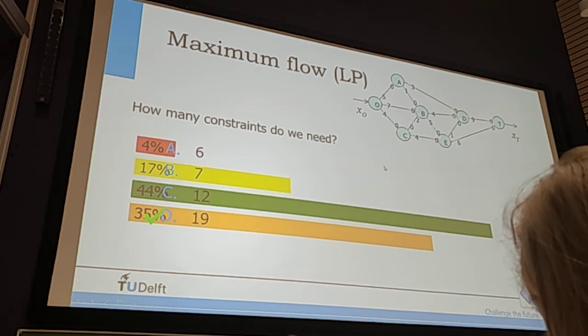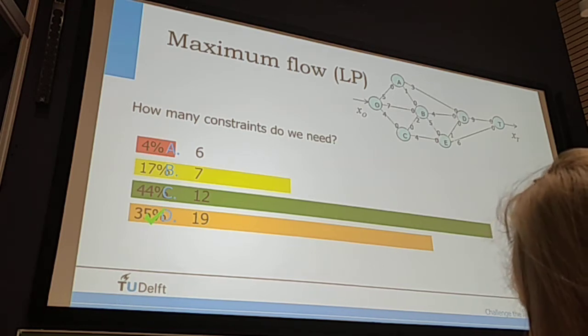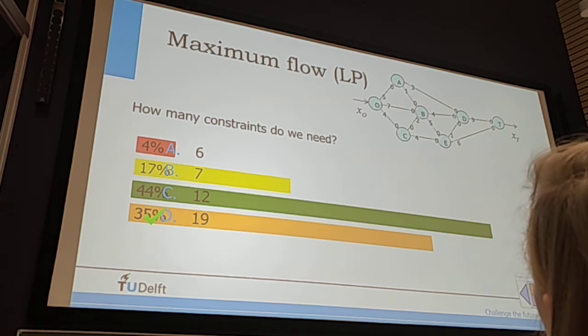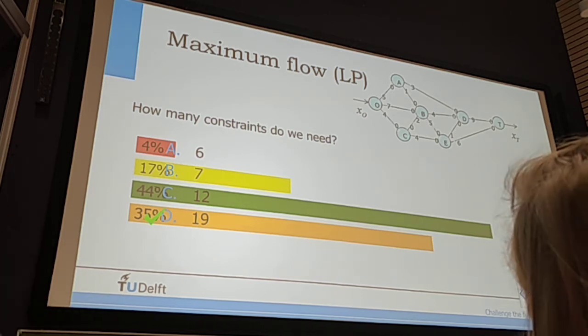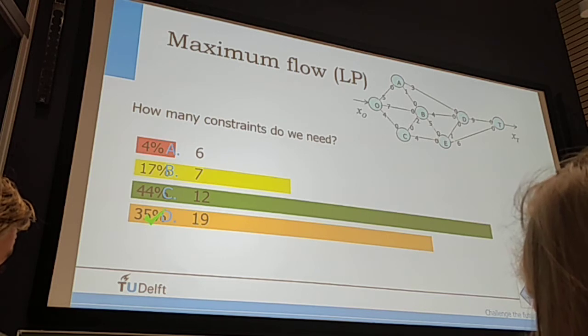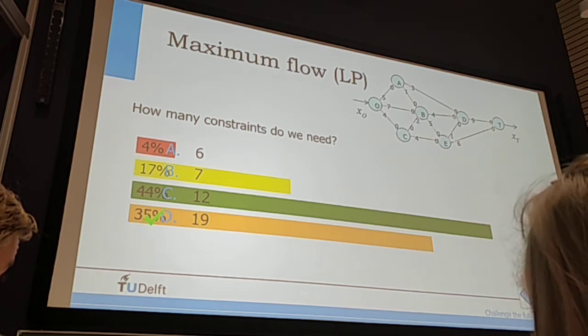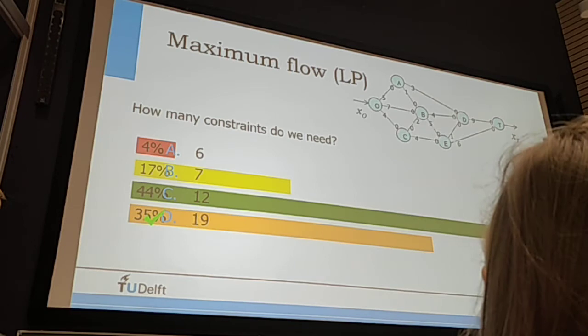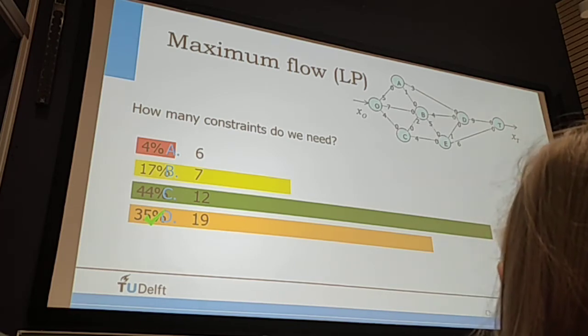Correct answer is 19. So, of course, in this case, next to the nodes, which have to have a net flow of 0, we also have to have a constraint per link. So we have 7 nodes and 12 links, which means we need 19 constraints. Of course, if we use bounds, then we use bounds instead of a constraint. But basically, in this case, we need 19 constraints.